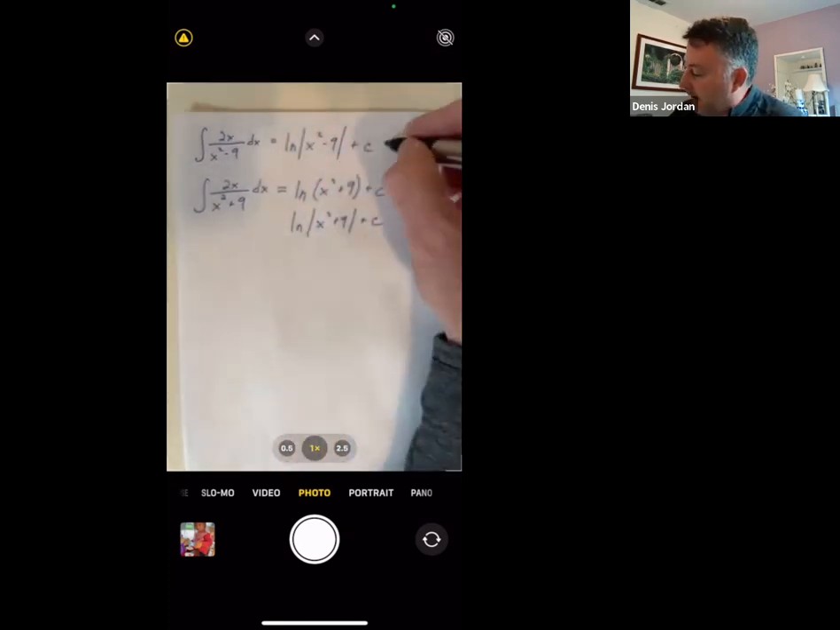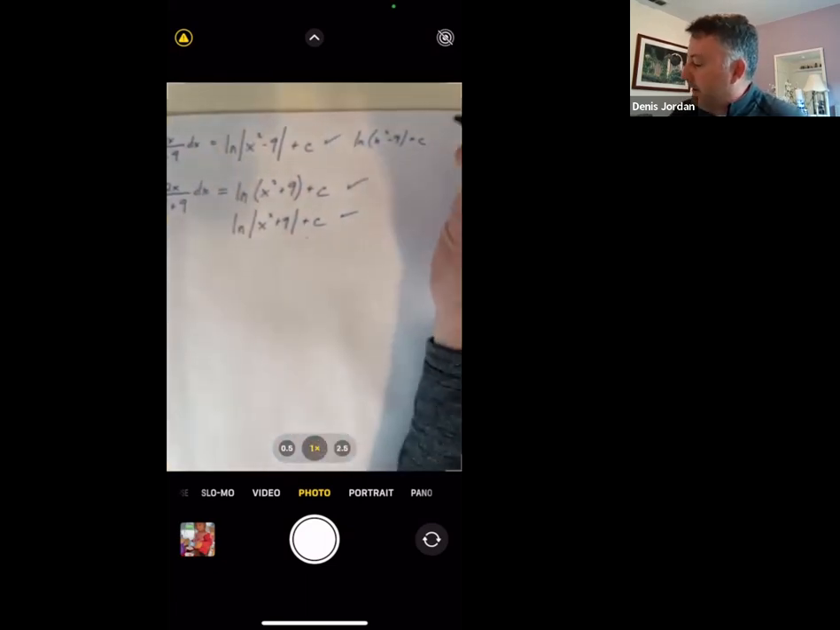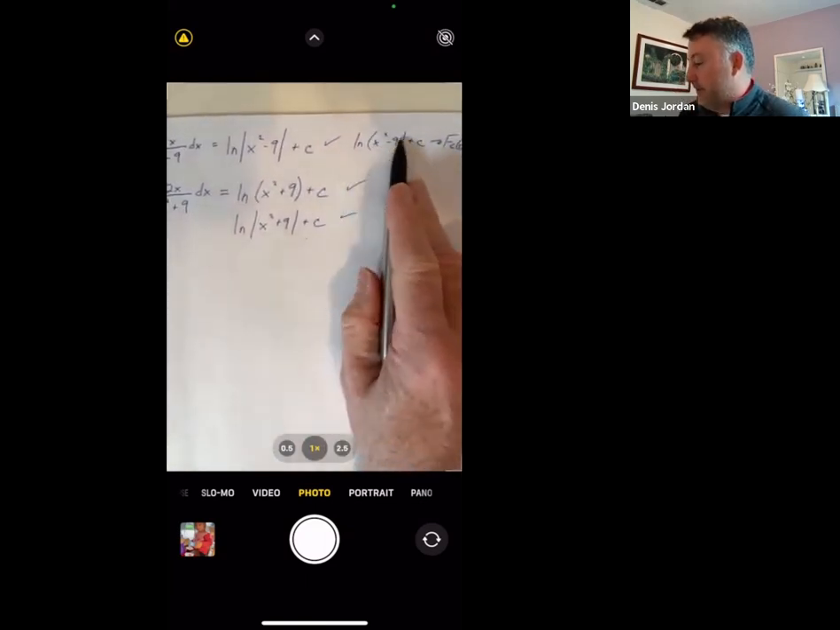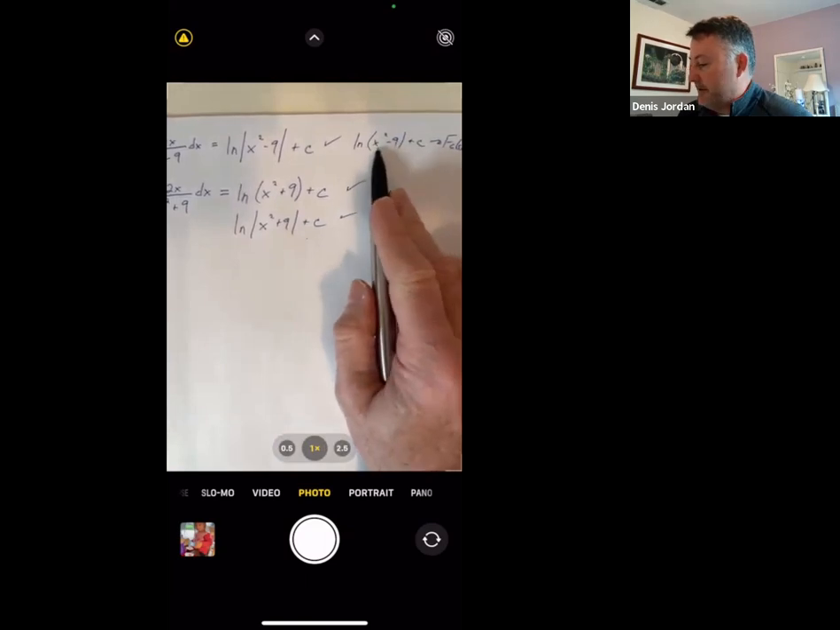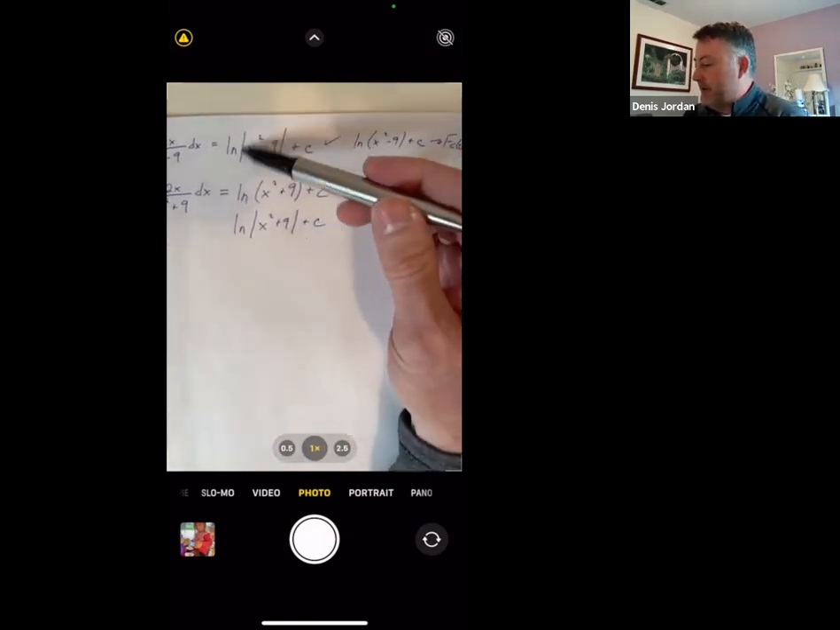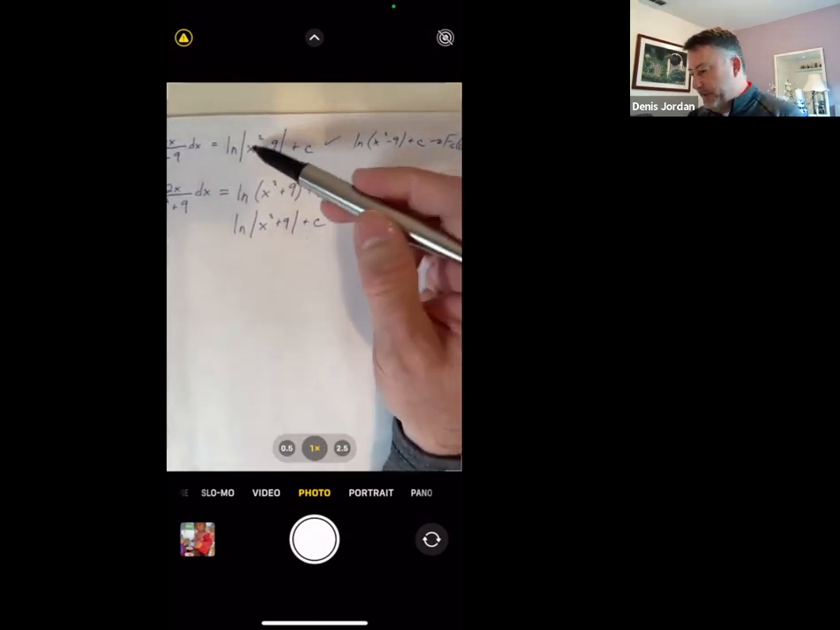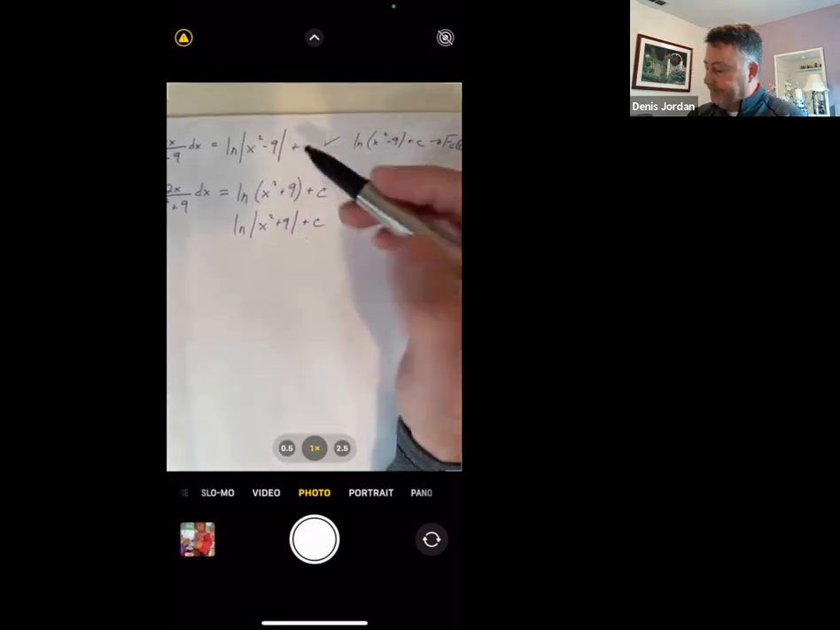If you say just ln of x squared minus 9, that's an automatic false. You can't do that because this could be a negative in there, like if x was 0. That's all the absolute value bars are trying to do. They're trying to guarantee that no matter what x is, the inside is always going to be positive.